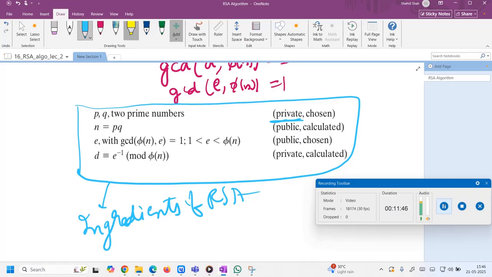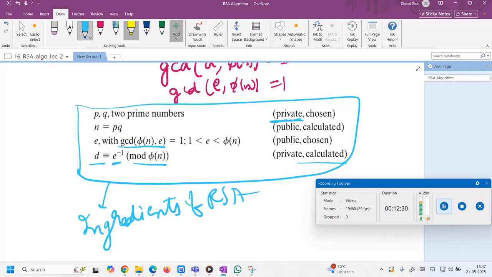Then when I know n, I can compute phi of n, the totient function. You know that you have to compute the number of co-primes actually. So then we find E, or choose E, such that the greatest common divisor of phi of n and E is 1. Why is this needed? Because to form D, E and phi of n should be relatively prime, and D and E are multiplicative inverses. Then we compute E inverse modulo phi of n, and this is D. So this is also private, it is calculated and kept private.